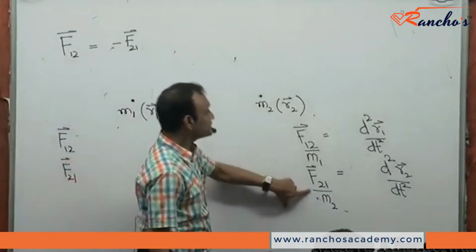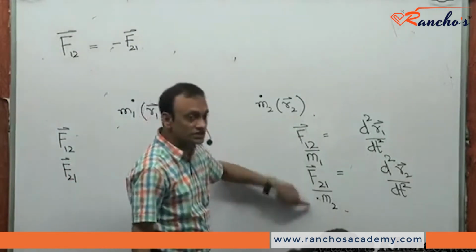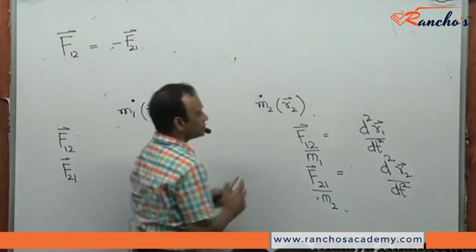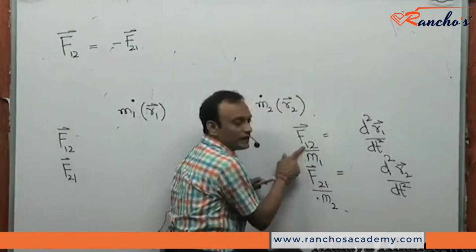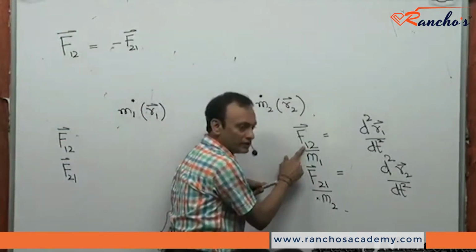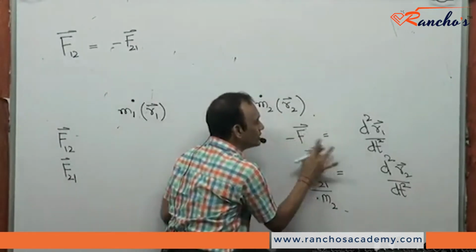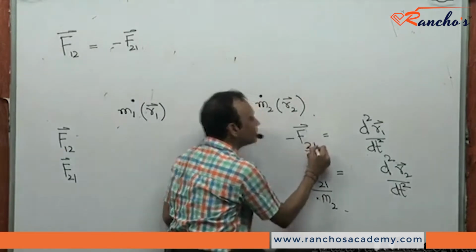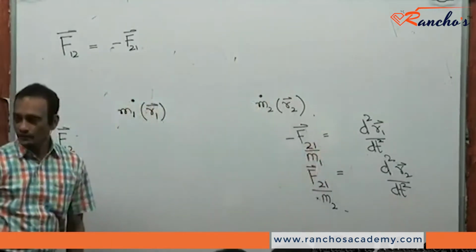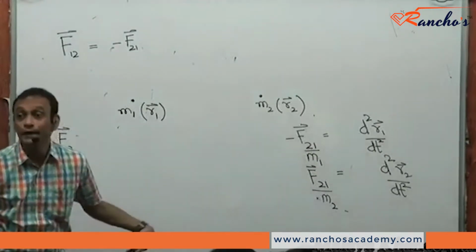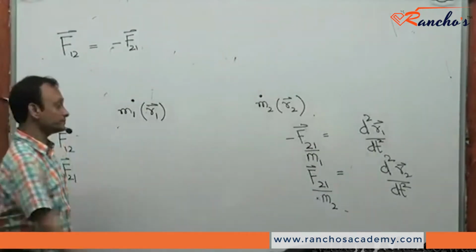Now I do this minus this. And F12 can be written as minus F21. So right here, F12 I replace by minus F21. Force on 2. That means this F21 is the force experienced by 2 because of 1.